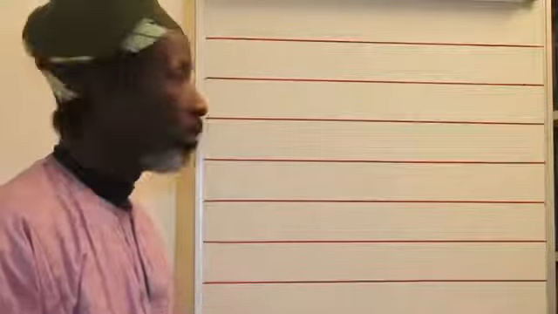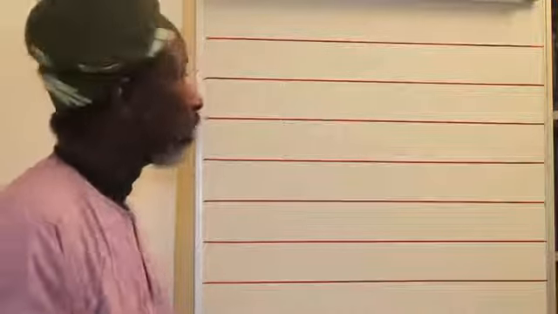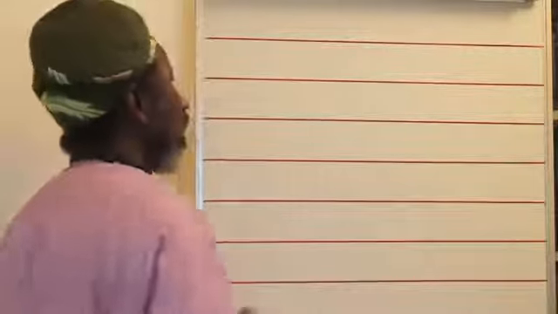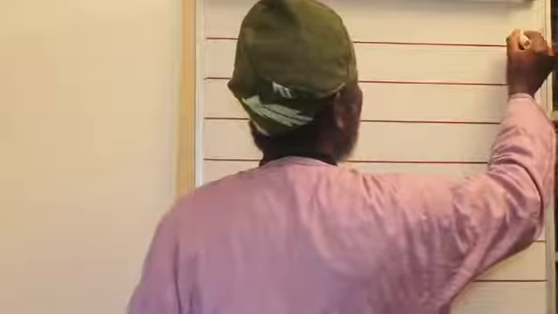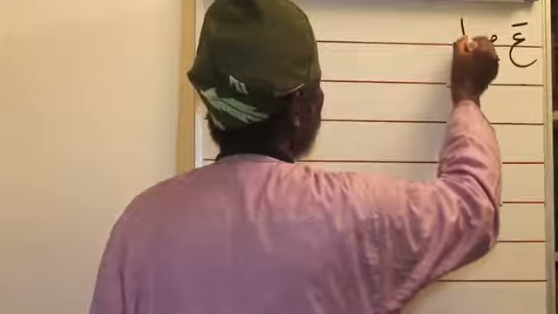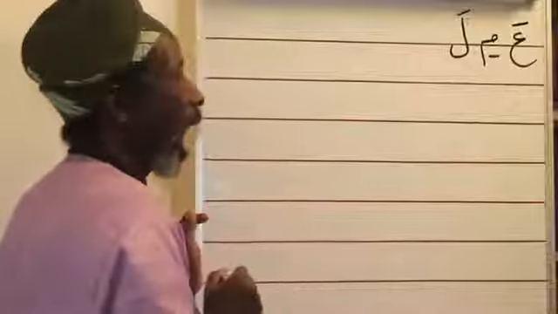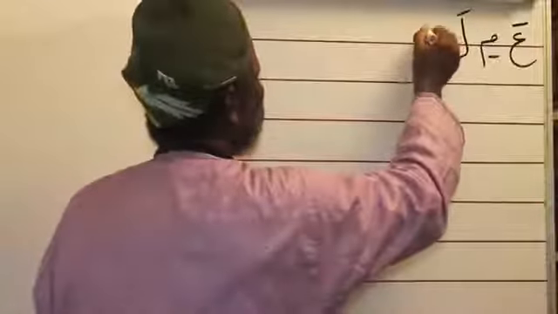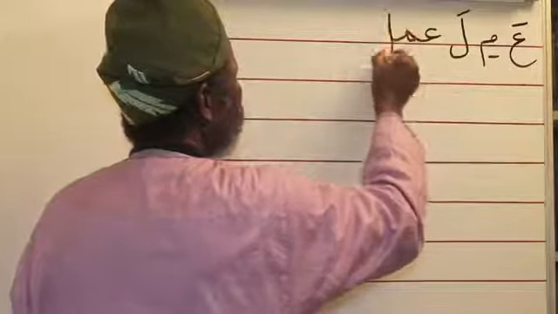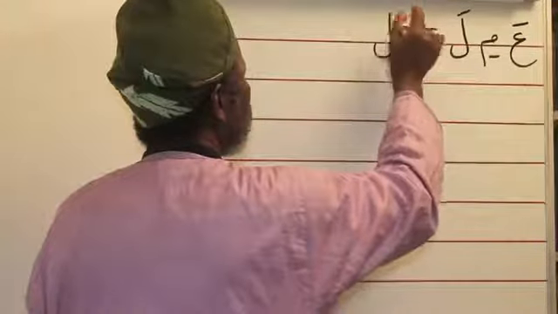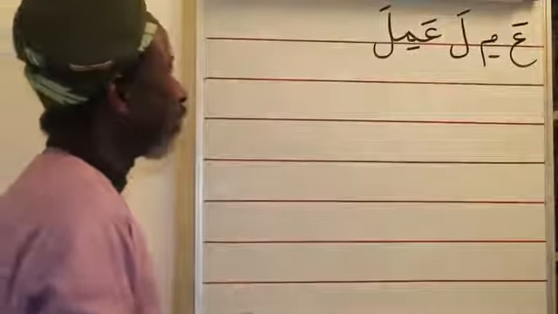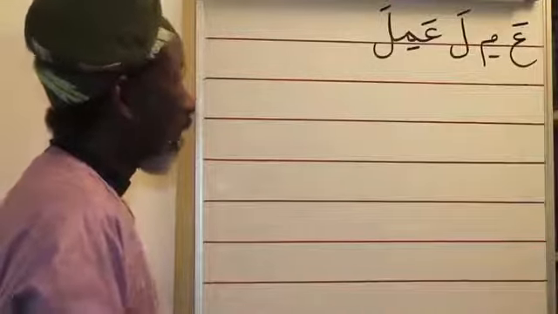Now, still on page 36, the next letter is Ain. Ain at the beginning, Amila. A, Mi, La. Amila. A, Mi, La. Amila. That's Ain at the beginning.